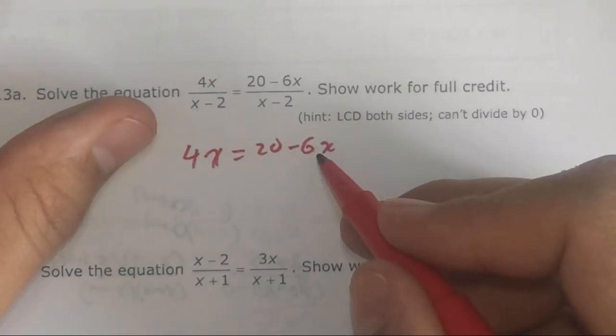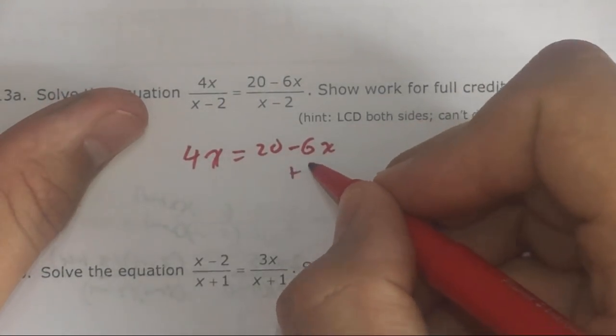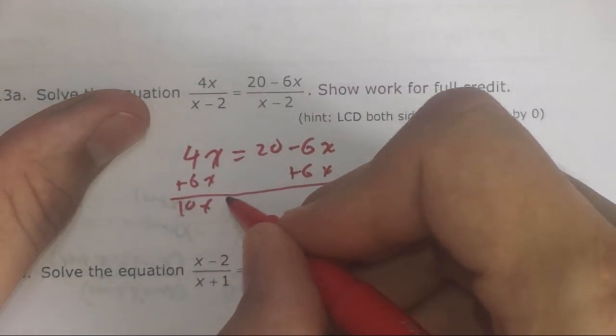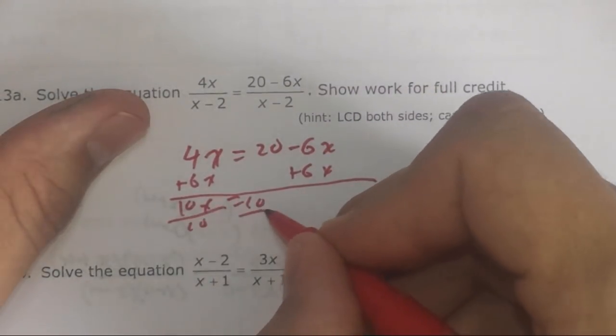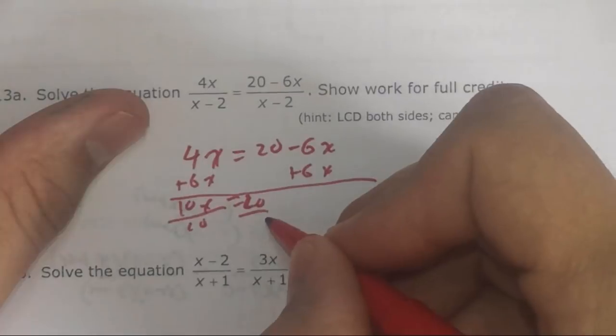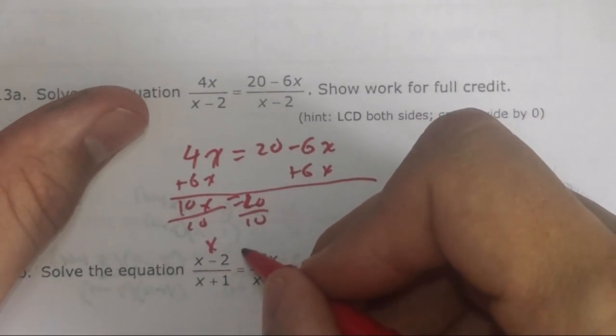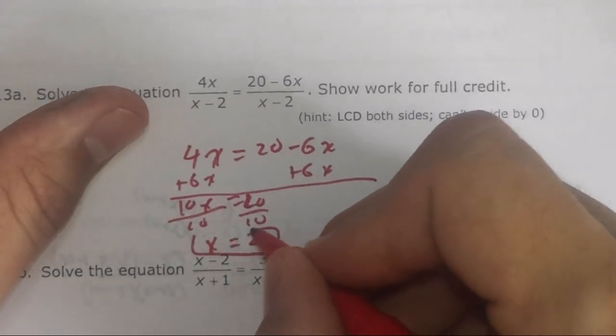I like to get rid of the smallest x first. Plus 6x plus 6x, 10x equals 20. Divide by 10. x is equal to 2.